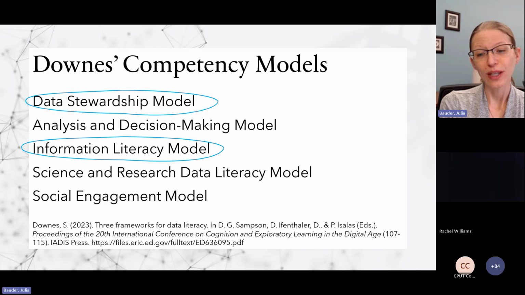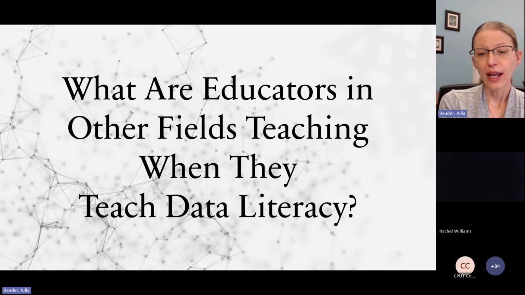Okay, so we have these two potential models. Do either or both of these models make sense as a way for librarians to approach data literacy instruction in their institutions? To answer that question, we need to know what educators in other fields in our institutions are doing. Librarians' efforts should be aligned with what educators in other fields are doing, or fill in the gaps with what they're doing, but we definitely don't want to contradict or work at cross purposes with what other educators are doing. So next, let's take a look at what educators in other fields are teaching when they teach data literacy.